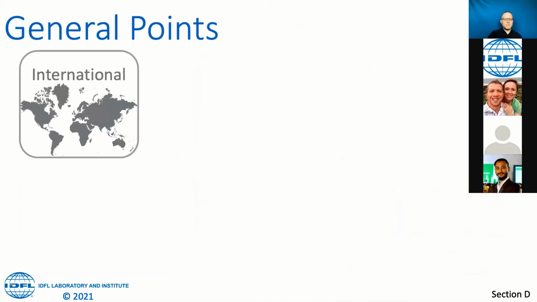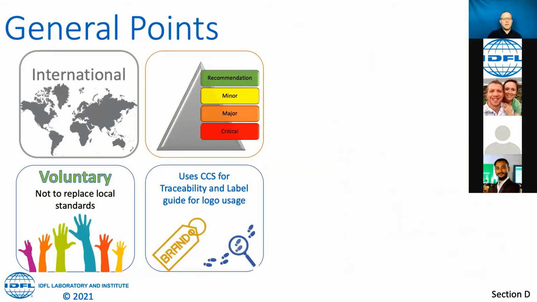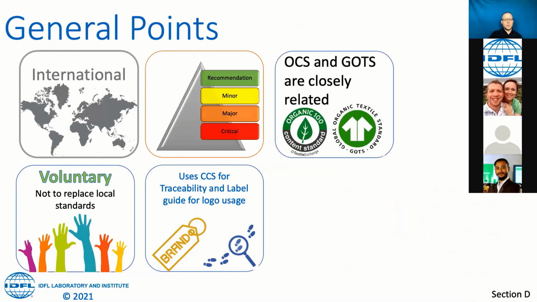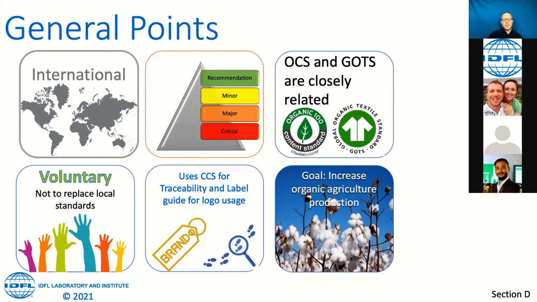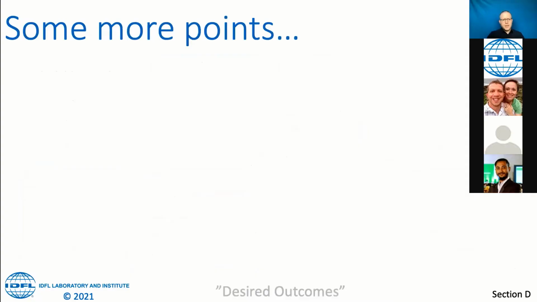The general points are similar to a lot of the other standards. It's international, it's voluntary. There are minor, major, and critical issues. There's the CCS and then the local usage. There are a lot of similarities between OCS and GOTS, which are closely related. There's also the goal to increase organic agricultural production, as we already mentioned. I also want to give a quick shout out to Textile Exchange. To my knowledge, this was their very first standard that they provided, and it was developed with a lot of input.